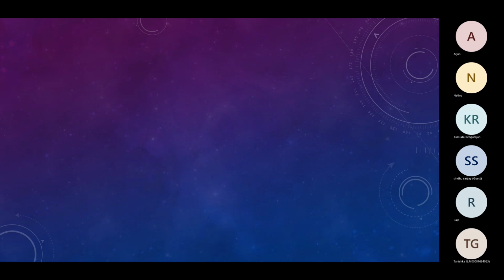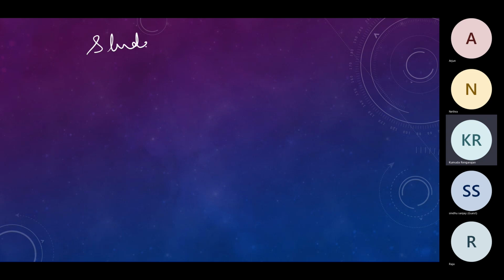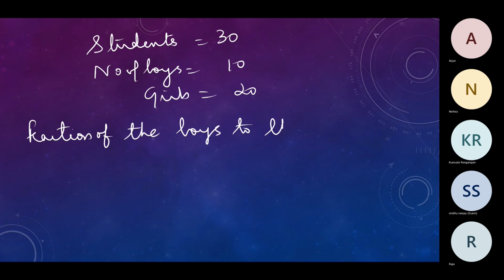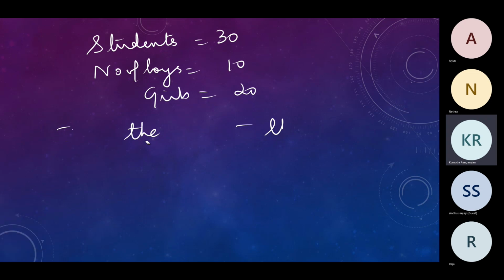All right. Now, supposing the total number of students in a class is 30, and the number of boys is equal to 10. So of course, the number of girls is equal to 20. Now, if we have to find the fraction of boys to the class, as it is given here: what fraction of the class are boys?